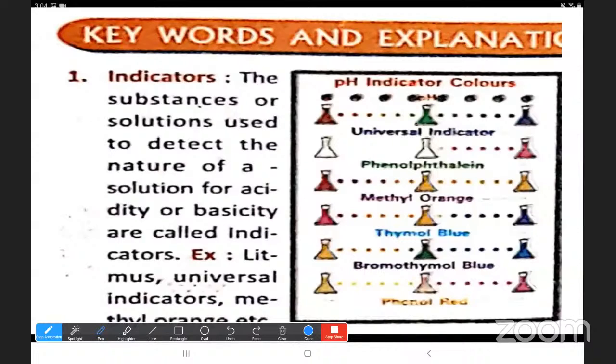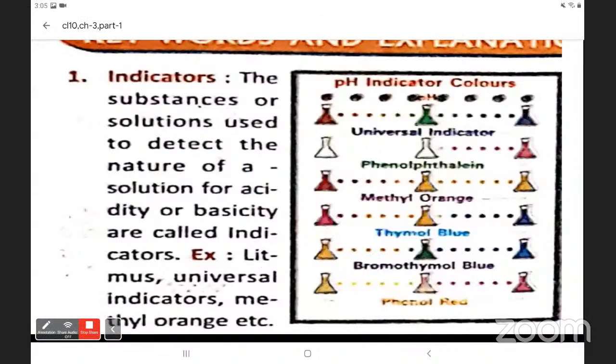Why are we using indicators in chemistry? To indicate the acidity or basicity of the solution, whether the solution is acid or base. So the substances or solutions used to indicate the nature of a solution for acidity or basicity are called indicators. Some examples of indicators are litmus paper, universal indicator, methyl orange, and phenolphthalein. So this is the definition of indicators.